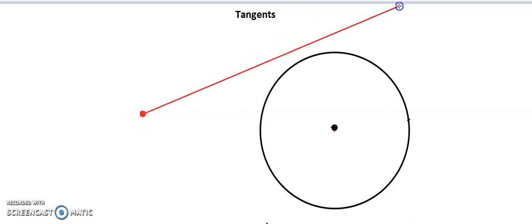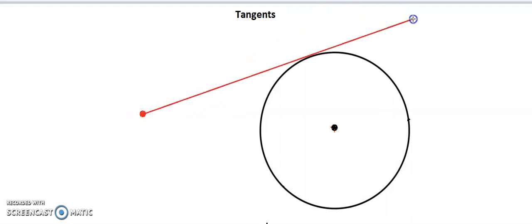So I'm just going to pick a random point outside of my circle, and I am going to draw a line so it only touches one part of the circle. So it just touches right here at this point here. Because it's only touching at one point, we call this the tangent line.